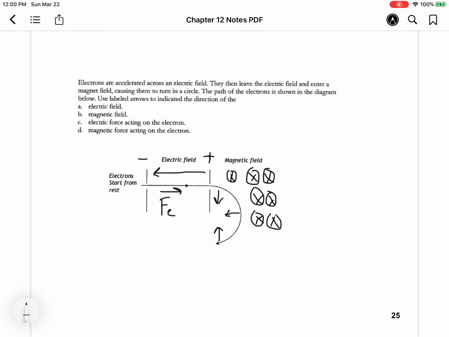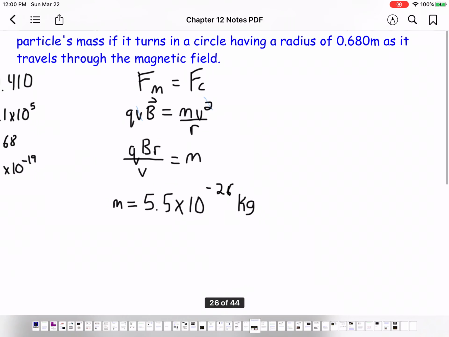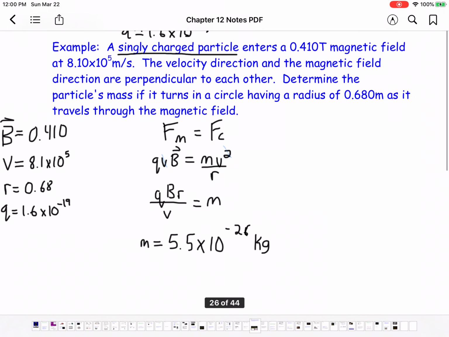The magnetic force acting on the electron is going to be considered radially inward, right? So the force magnetic is radially inward. I'm pretty sure I just spelled that wrong, but you guys know what I mean. So the force magnetic is radially inward. All right, so then we can start applying things.